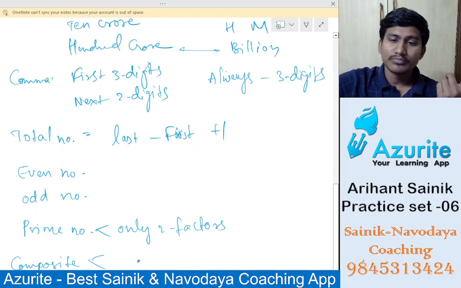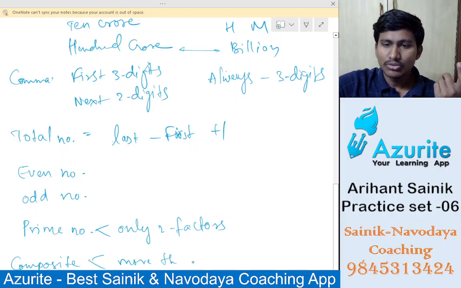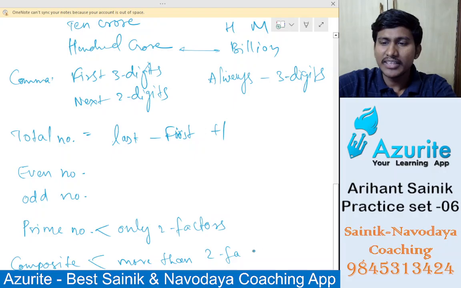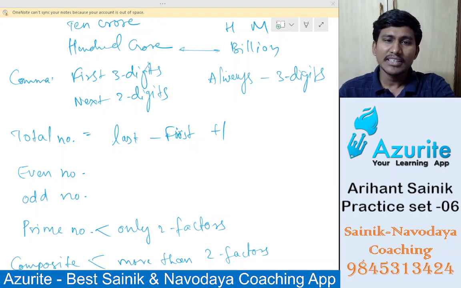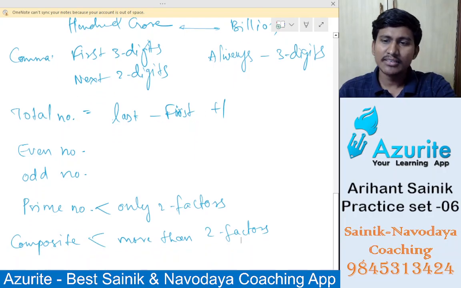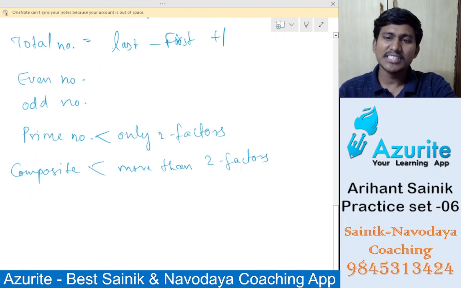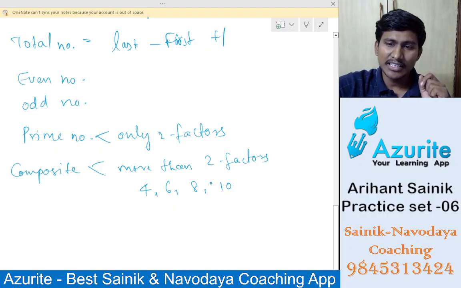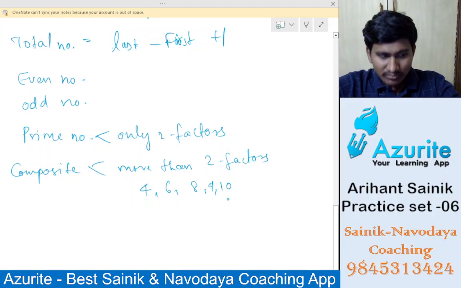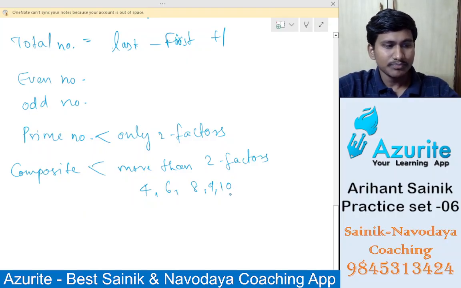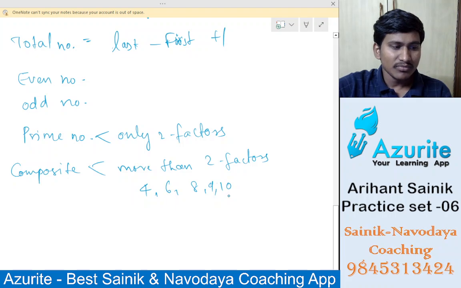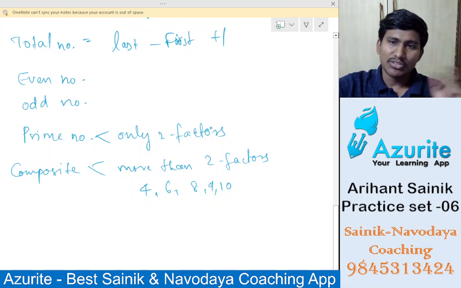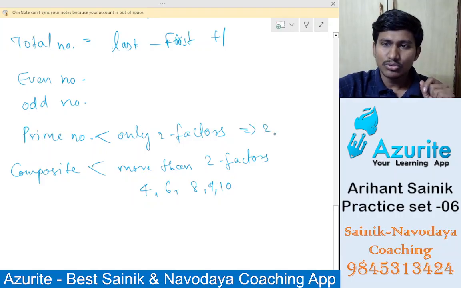More than 2 factors. Okay, more than 2 factors means that is what we say it as. Yes, composite numbers, it starts with 4. So 4, 6, 8, 10, right? 9 is also there. Yes, 9 is also there. Okay, so those are all what? Composite numbers. Prime numbers are 2, 3, 5, 7, then 11, like that.